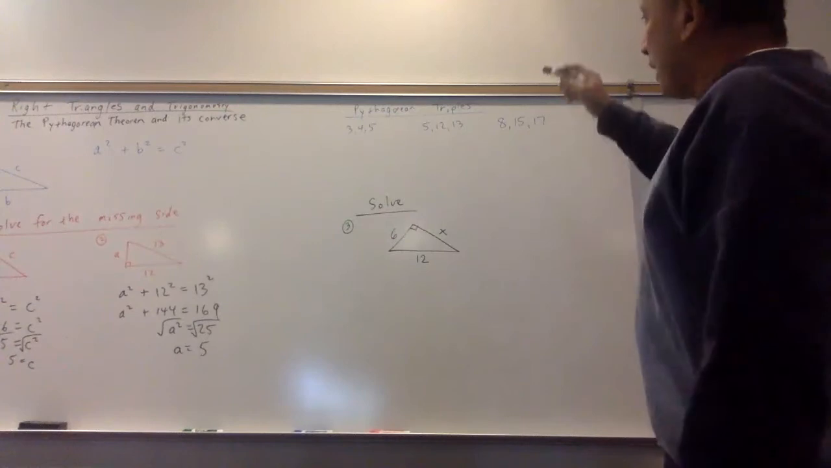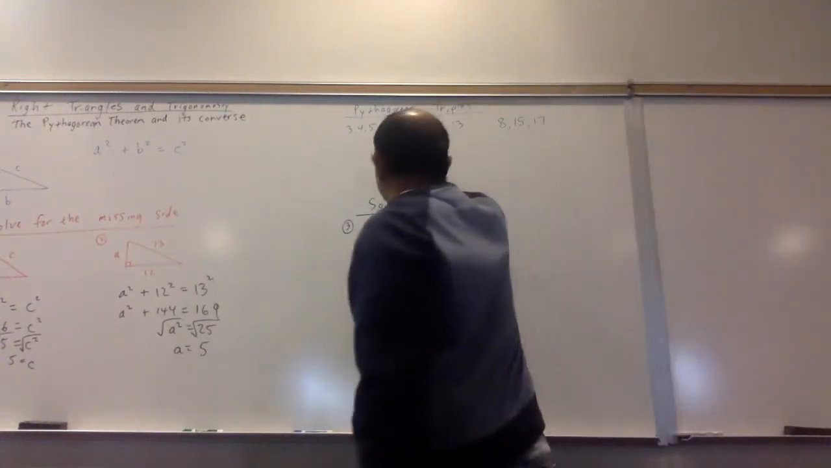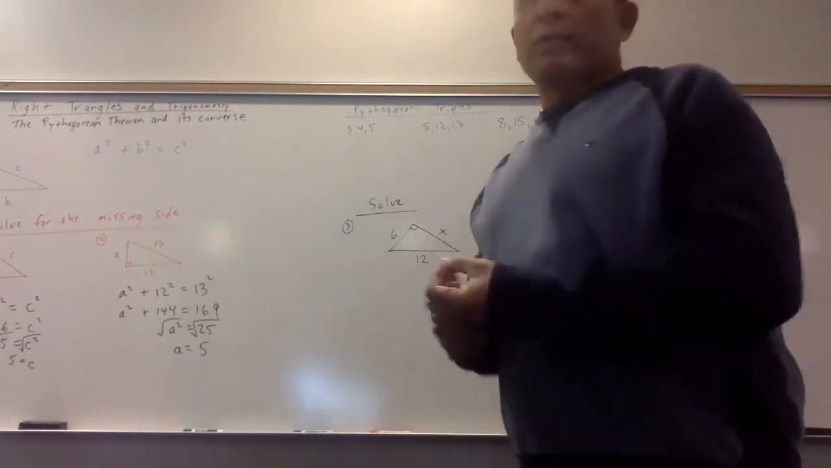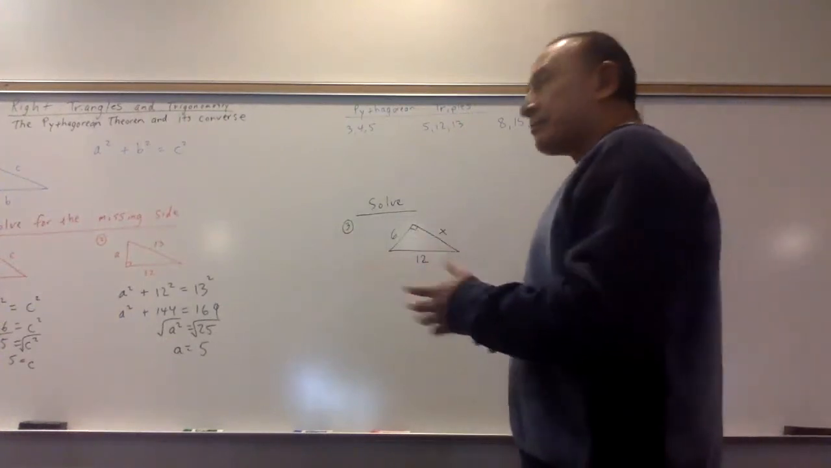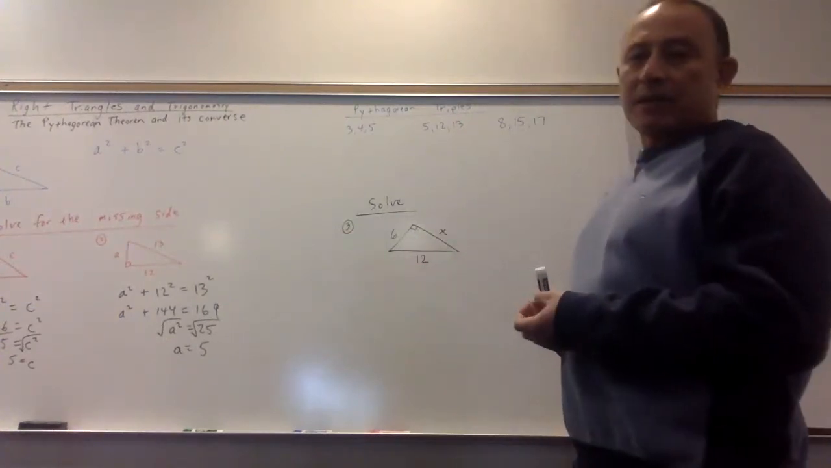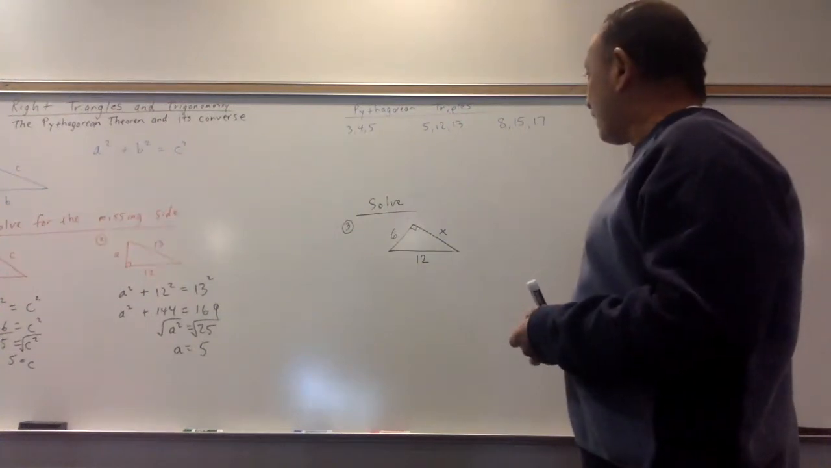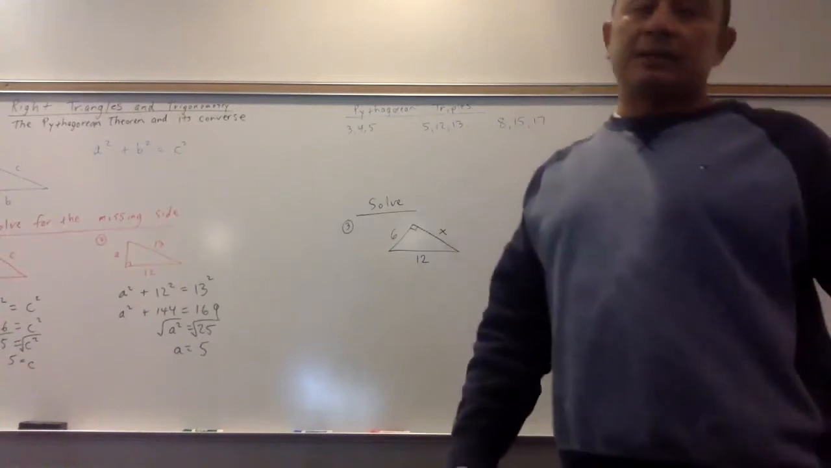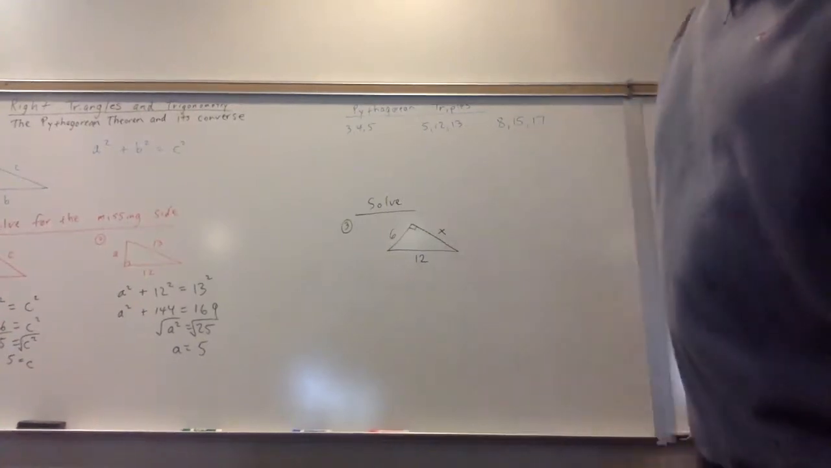All right, so I put a few of them here. These are the more common ones. These are the smallest ones that are not all part of the same family, the same ratio. So 3, 4, 5; 5, 12, 13; 8, 15, 17. If you knew at least those three, it'd be nice, but again, not absolutely necessary.